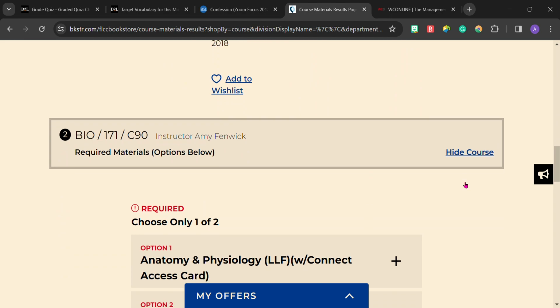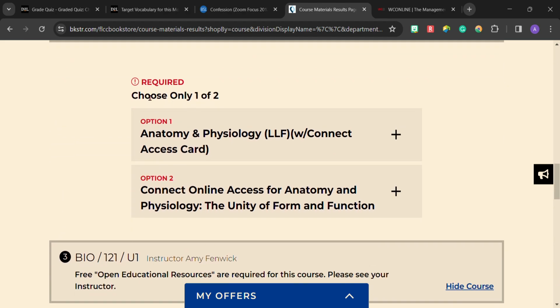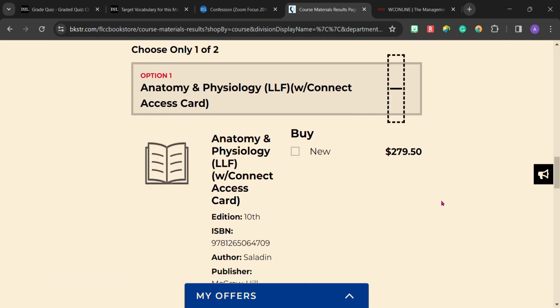If we keep scrolling down, here's another course that has something very strange. It says required, choose only one of 2. And then it looks like these are the same, right? With Connect Access Card, Connect Online Access. But if I open these up, I see a little notation here that's very interesting, and it's LLF. And that means loose leaf.